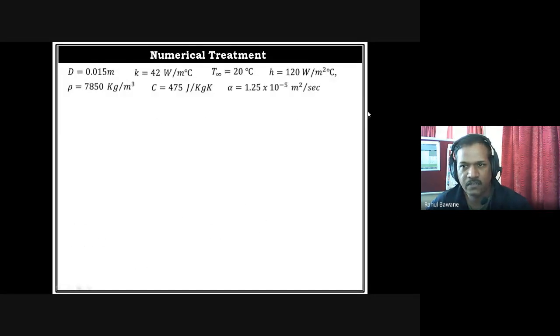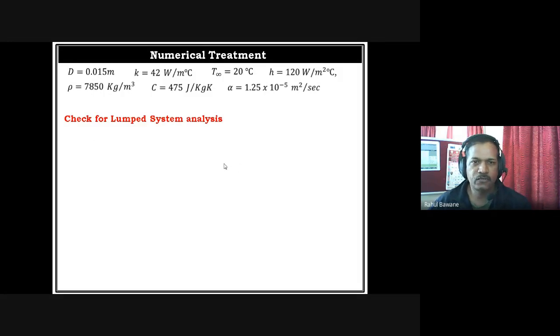So let us see how to solve these three sub questions. This is our given data, and as I said, for any kind of problem, first we have to check whether this problem can be solved under lump system analysis or not. For this we have to check the Biot number. Biot number is H Lc upon K, where H is given 120, K is given 42, and the characteristic length for a sphere is R by 3.